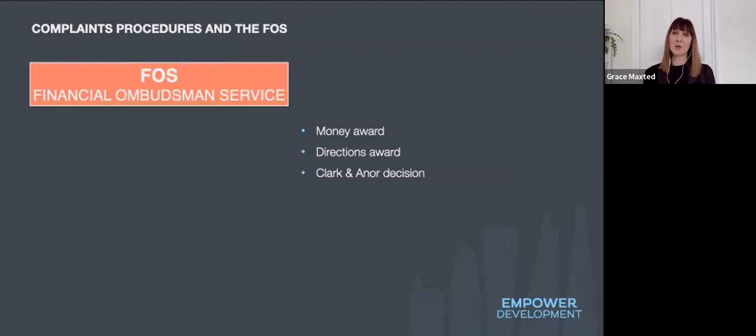So remember, the FOS can award a monies award. At the moment, that's £355,000, a directions award to the insurer or the broker to do something in particular. And there's a piece of case law called Clark and Anor that basically says the policyholder or the eligible complainant, shall we say, can only accept what the FOS has given them, and then that's it. If they choose to reject it, they can then take the case further to court. So just remember, that's the area there.